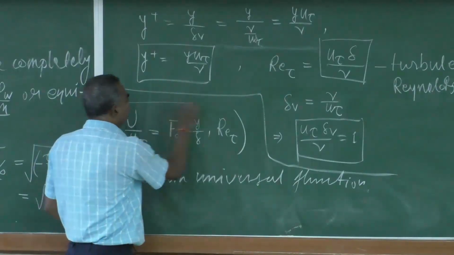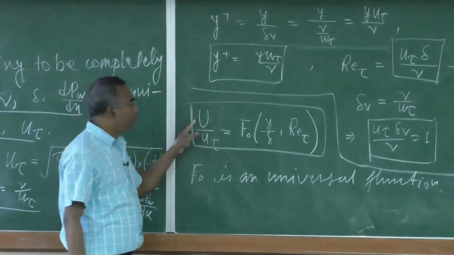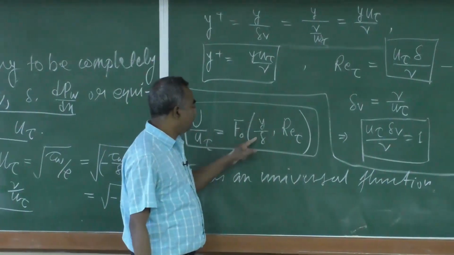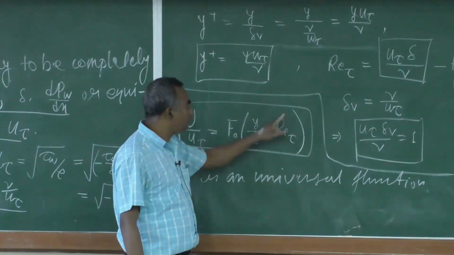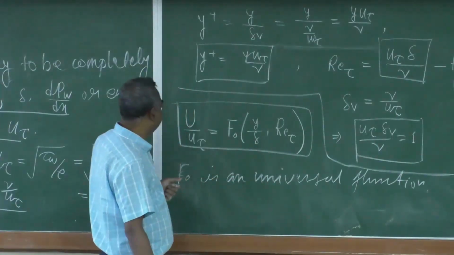So, this is what we can get, that u should depend on two parameters. One is y by delta, which is a non-dimensional parameter. Once again, Re tau is also a non-dimensional parameter.